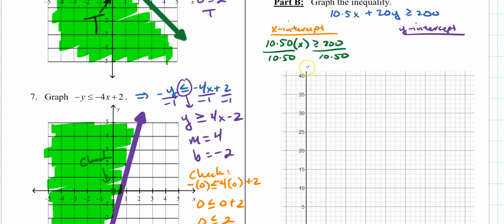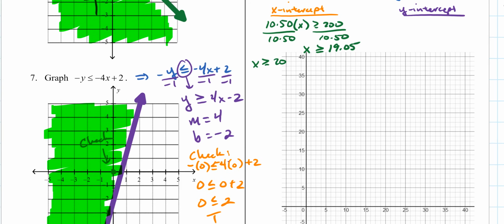Divided by 10.5. X must be greater than or equal to, I believe it was, when we do that math, 200 divided by 10.5 is 19.05, which we can't sell 19.05 t-shirts, so we're going to round that up. The x must be greater than or equal to 20. So she has to sell at least 20 t-shirts. So that means that there's a closed dot right there at 20, 0.